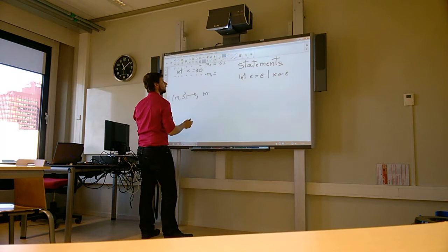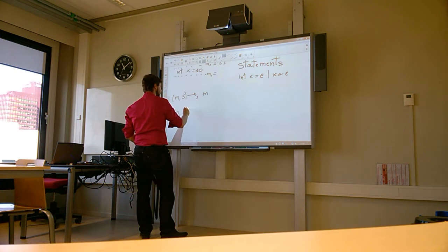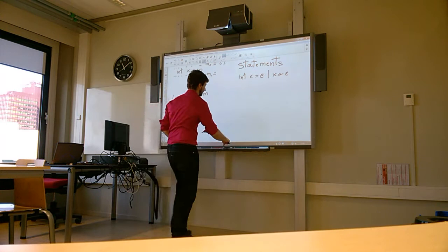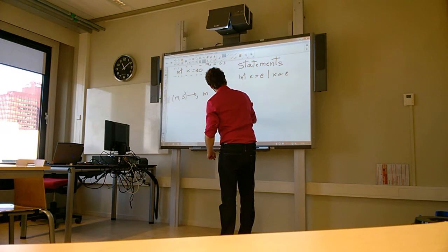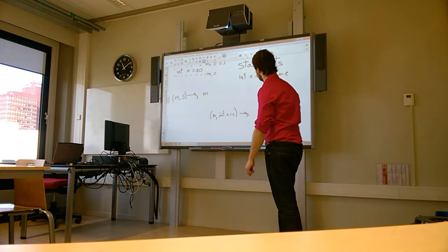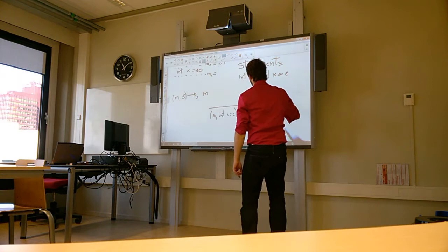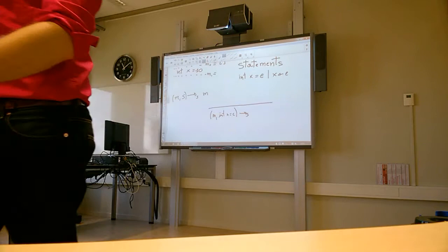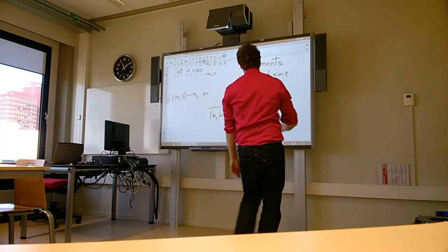So we have memory M. Expression: int x equals e, with memory M, evaluates to... what do we have to do? We said we want to add a location of memory to M. We want to add a new allocated location to M. Add a new entry to M. So I'm going to say M where X is connected to something.